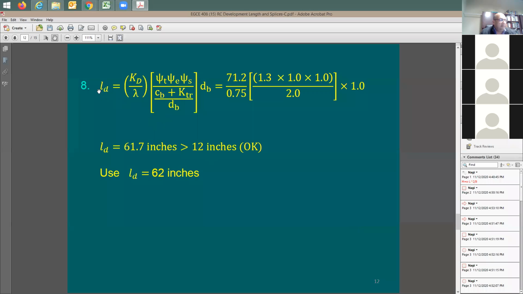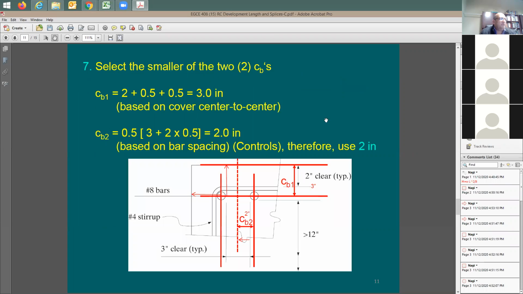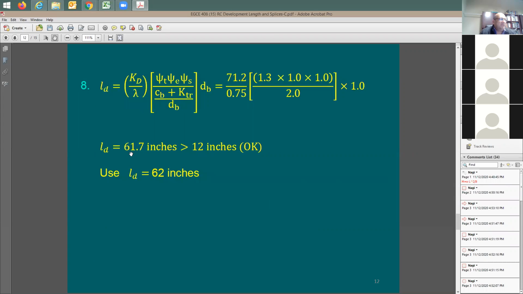Here's the equation, L sub D. You have here the lambda factor, right? The lambda factor is going to be increasing L sub D. So when it's equal to 0.75, when you take any number here divided by a fraction, you're going to get a longer number. I'm just using here all the values that I was able to find in the previous 2 slides, and at the end, I'm getting 61.7 inches. The last check is to compare it to the 12-inch minimum. So I'm going to go with 62 inches for the development length.